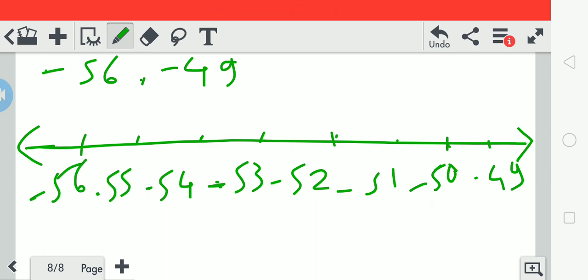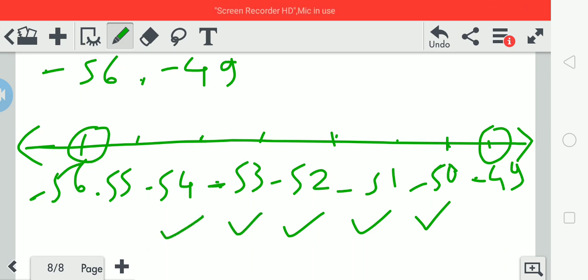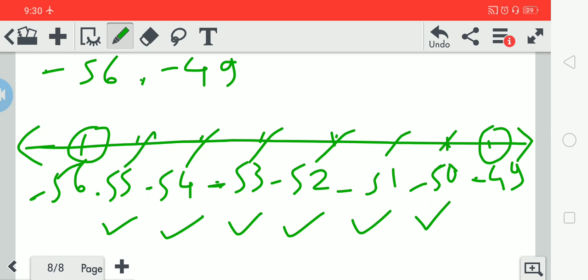Yes, we can do it. In your notebook you can draw it carefully and the right way. Now consider there is -56 and -49. Let's circle it, -49 here and -56 here. Now count how many numbers are in between the two numbers. First is -50, -51, -52, -53, -54 and -55. Count 1, 2, 3, 4, 5 and 6. It means there are a total of 6 numbers in between -56 and -49.